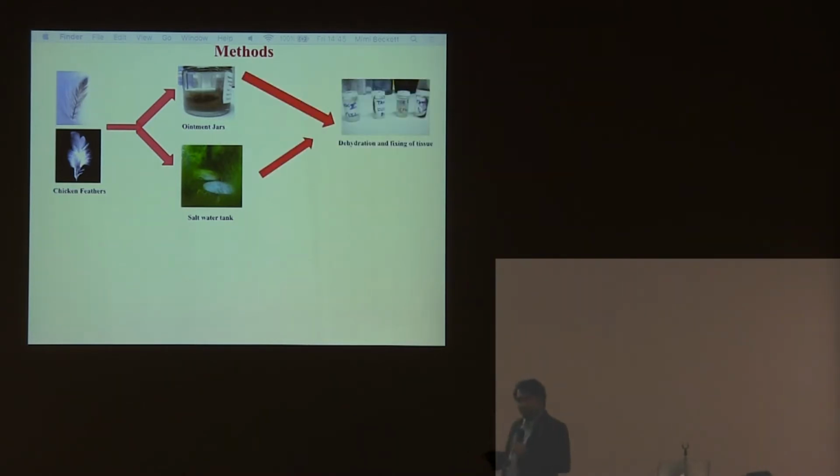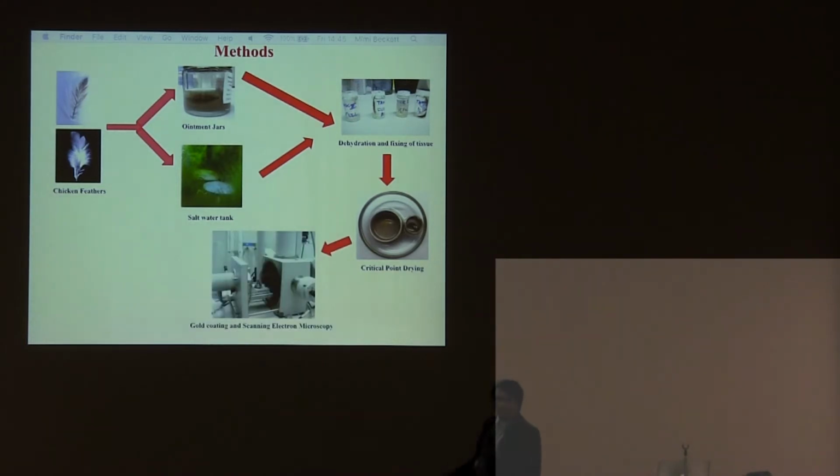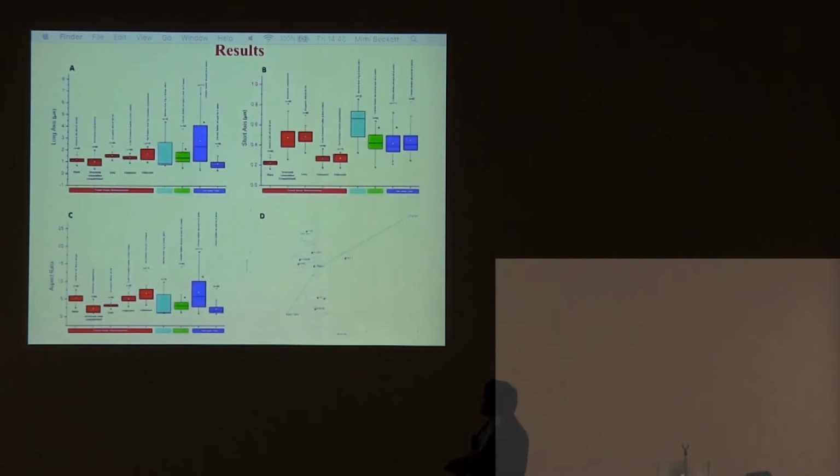We harvested feathers periodically after a week, 2 weeks, and 4 weeks, and then we processed them so that we could visualize them under a scanning electron microscope. We measured the bacterial growths in terms of long axis, short axis, and aspect ratios using imaging. Now the results.